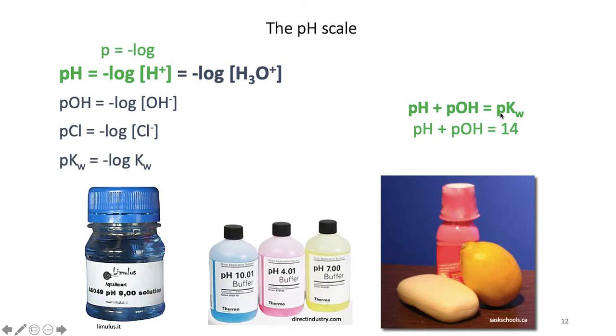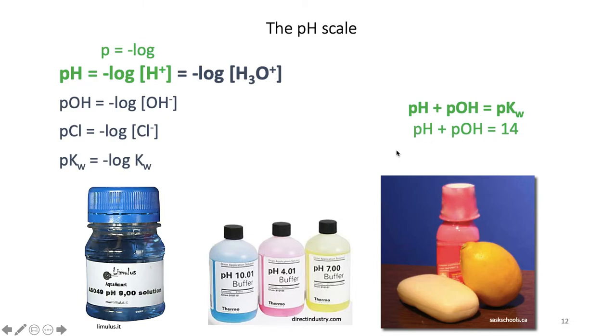If you do the minus log of the Kw, which is 1 times 10 to the minus 14, that gives you 14, which means that the pH plus pOH always equal 14. Once again, I don't expect you to know how to derive these, but you do need to know that the pH plus pOH values give you 14. Just like you need to know that the concentration of H plus times the concentration of OH minus equals Kw, which is 1 times 10 to the minus 14. This is another equation that you need to remember.